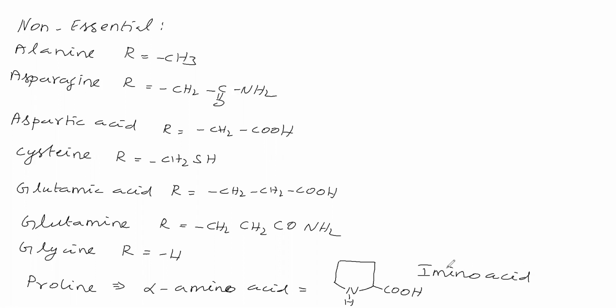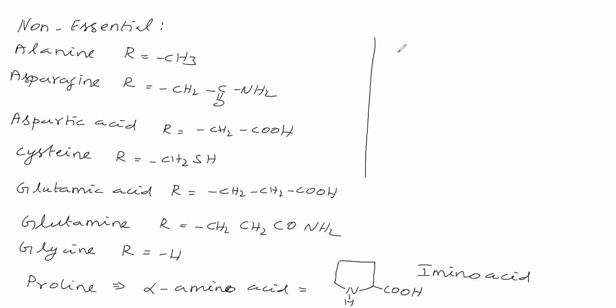In all the alpha amino acids we are discussing, an NH2 group, a primary amine, will be there. But in this case, a secondary amine, NH, is there. Proline is an amino acid. Remember that in proline, the amino group is a secondary amine, NH.